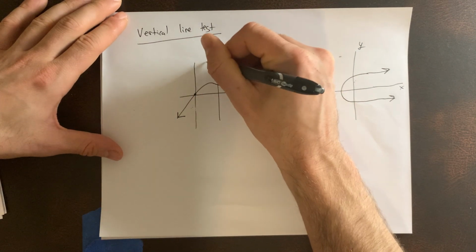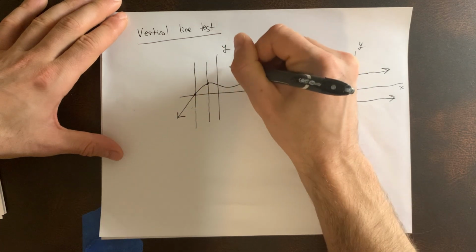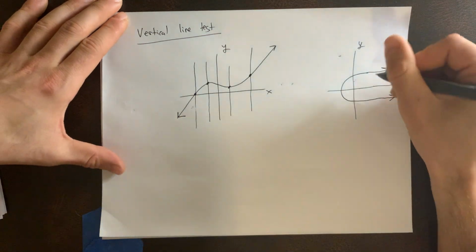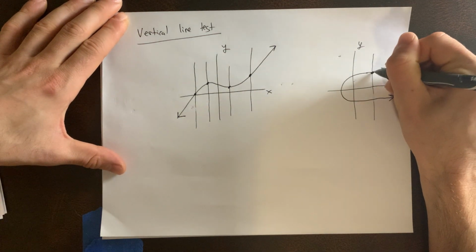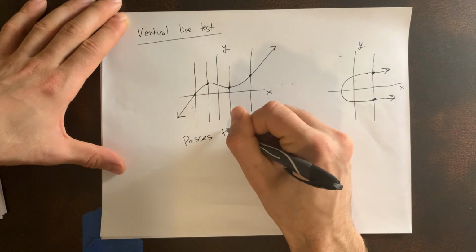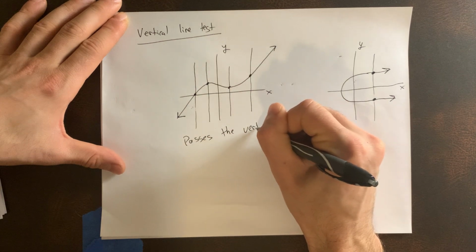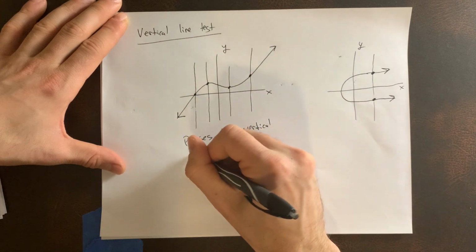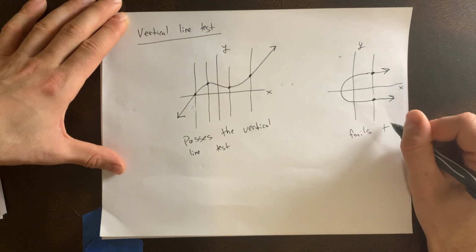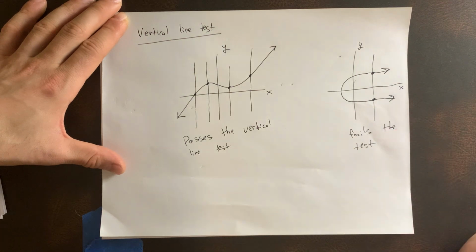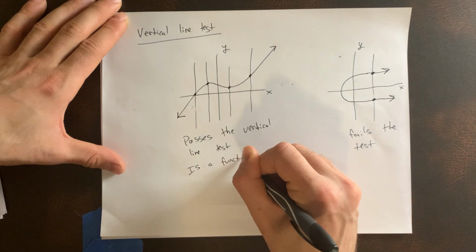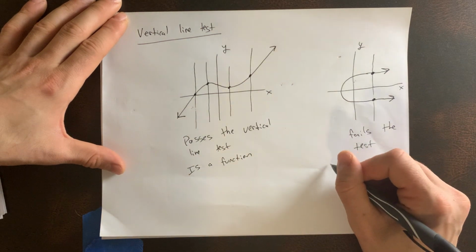So for example, on this one, any vertical line we draw only touches the graph in one spot. Over here, if we draw a vertical line, it touches it in 2 spots. So for example, this one passes the vertical line test. And this one fails it. So what that tells us is that this one right here is a function. And since this one fails, this is not a function.